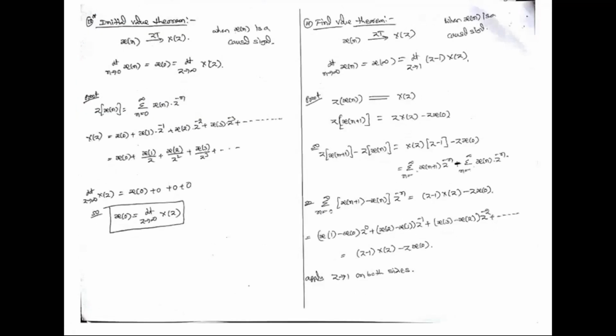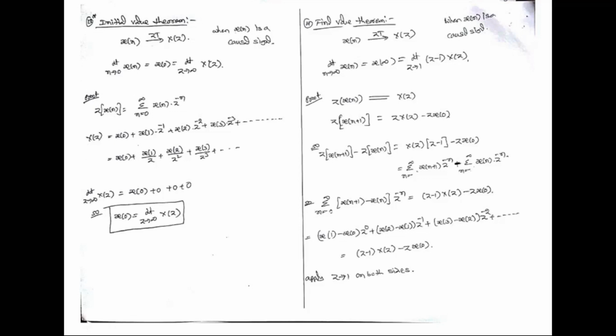And now, after this, the properties are completed, and we have two theorems: Parseval's theorem, and the initial value theorem and the final value theorem. These names we already heard in the Laplace transformation, my students. In the Laplace transformation also, we have the initial value theorem and the final value theorem.